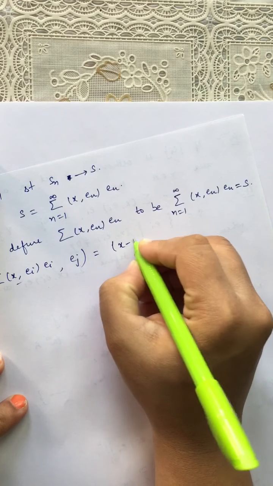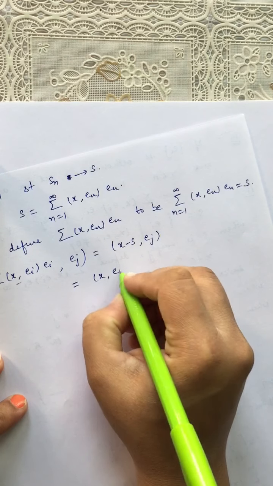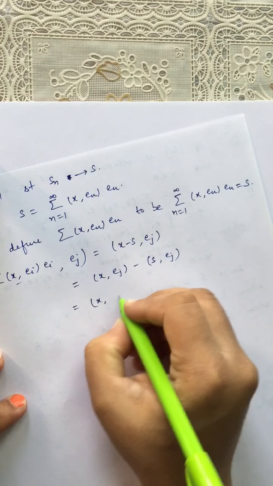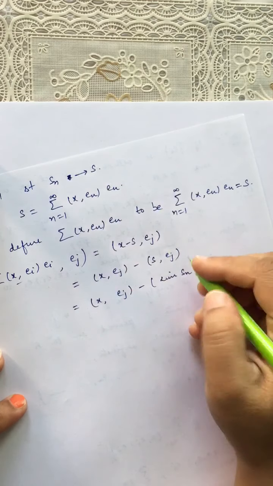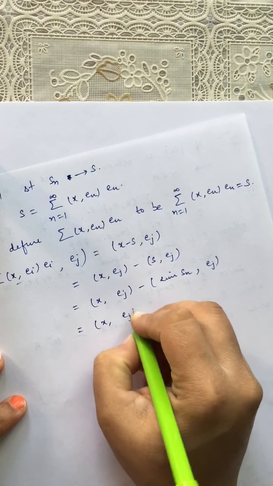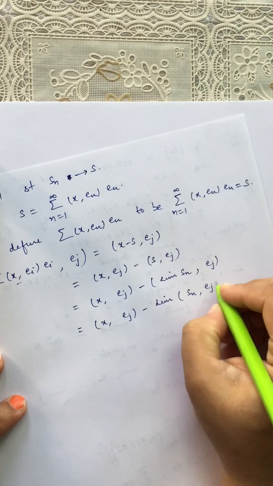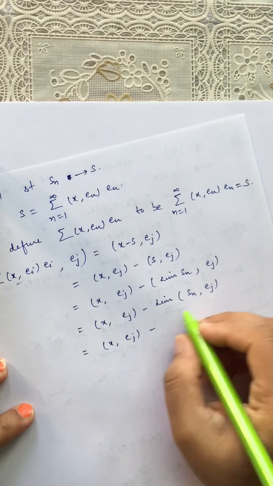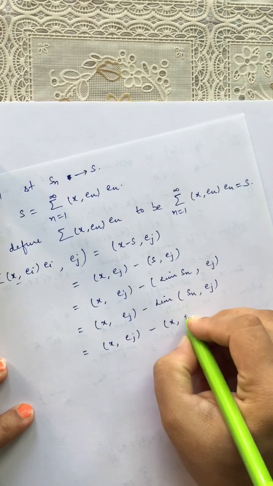Now this summation we have defined to be S, so we can write it as S. So this becomes ⟨x − s, e_j⟩. So this is ⟨x, e_j⟩ minus ⟨s, e_j⟩. Now s is the limit of S_n, because we have proved here S_n converges to S. So this becomes ⟨x, e_j⟩ minus the limit of ⟨S_n, e_j⟩. Now the inner product is jointly continuous, so we can take the limit outside. Now the limit of ⟨S_n, e_j⟩ is just ⟨x, e_j⟩.